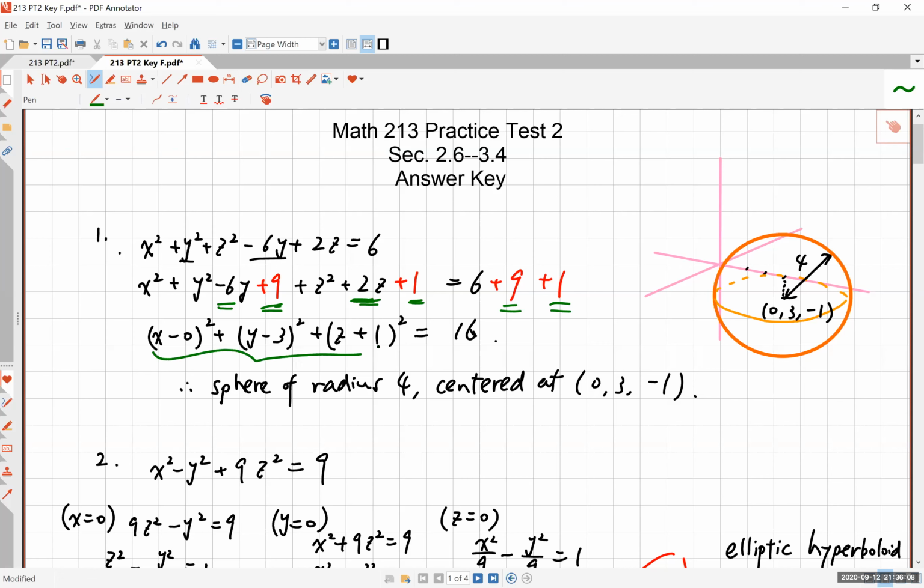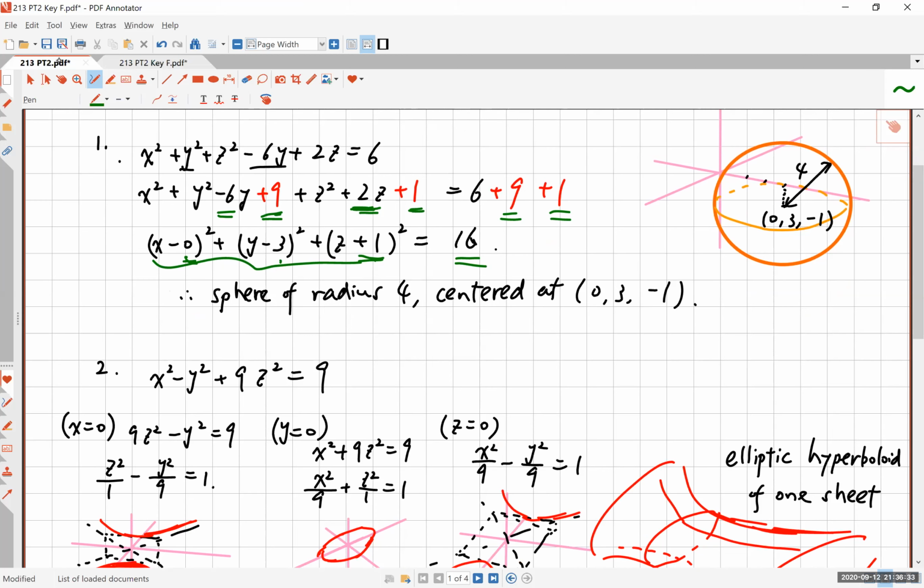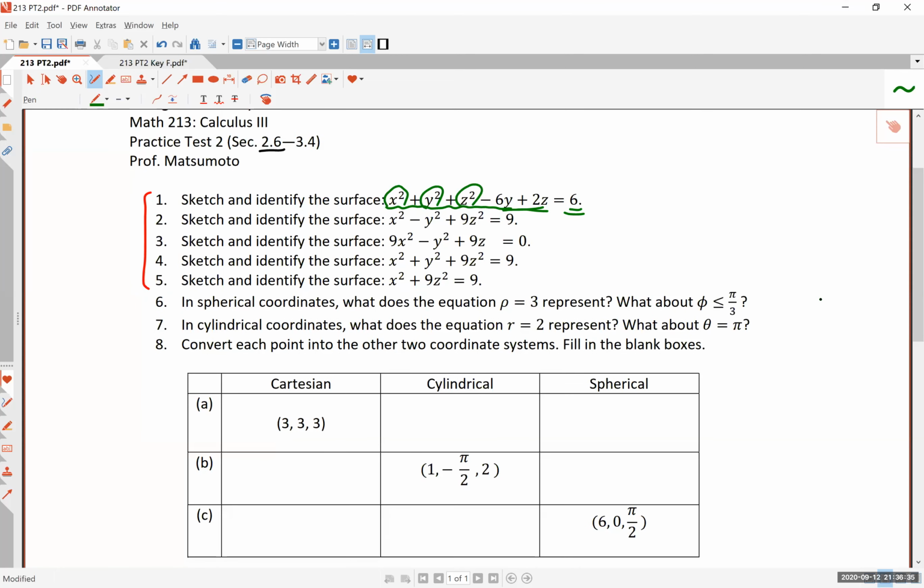Now this side will be a complete square, which is equal to 16, and this clearly tells you it's a sphere. It's the sphere of radius 4, centered at (0, 3, -1). Remember, these numbers follow a negative sign. So if it happens to be a positive 1, that means in this case, the center has the z coordinate of negative 1.